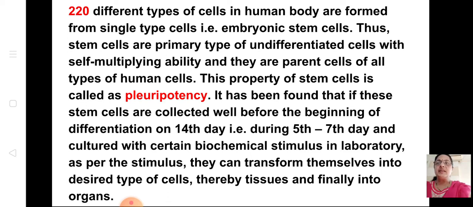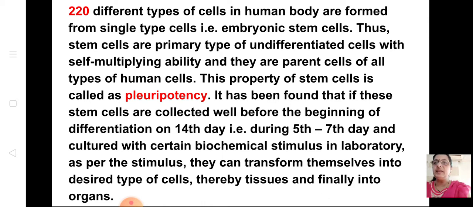Thus, stem cells are the primary type of undifferentiated cells with self-multiplying ability, and they are the parent cells of all types of human cells. So which are the parent cells? We learned in 9th standard also, from these all the cells will be formed. In the same way, in the human also, from these embryonic stem cells, 220 different types of cells can be formed in the human body. This property of stem cells is called pluripotency. What is meant by pluripotency? With the multiplication of cells, 220 different types of cells are formed from a single type of cell, the embryonic stem cells. This property is called pluripotency.